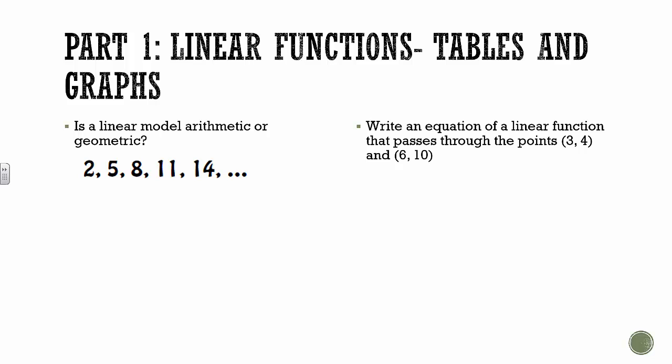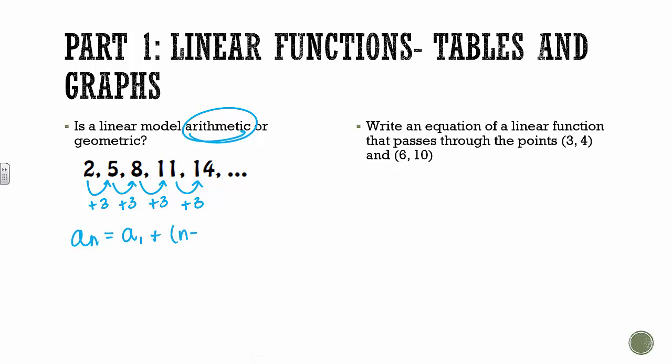Is a linear model arithmetic or geometric? So take a look, how do I go from 2 to 5? I could add 3. Now if I double check that this works all the way across, now I know it's arithmetic. And remember, for an arithmetic sequence, I can use this formula to come up with an equation. So I have a of n is my first term, plus n minus 1 times my common difference, which was positive 3. Because the simplification makes it nice and pretty, we always tend to do that. So our equation here is 3n minus 1.